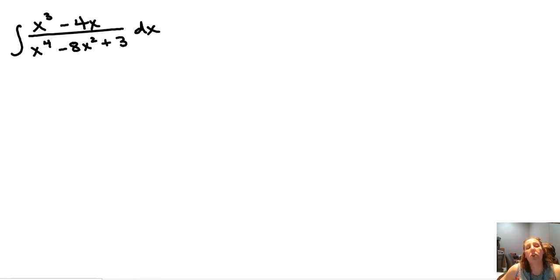One more example here. This one doesn't have exponentials and logs in it, but it also doesn't have anything that is really clearly raised to a power or inside another function. Here we have the integral of x cubed minus 4x all over x to the 4th minus 8x squared plus 3. Now, when you don't have anything that should be just obviously what you need to substitute for, then when in doubt, substitute for the denominator.